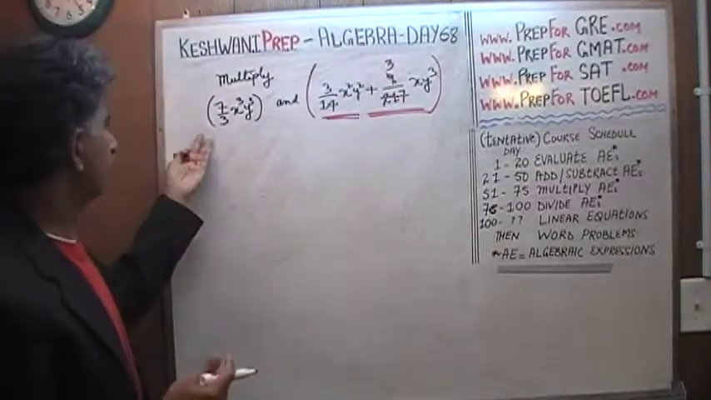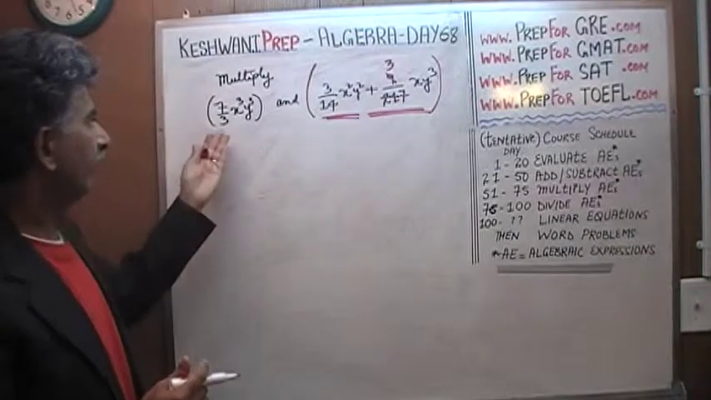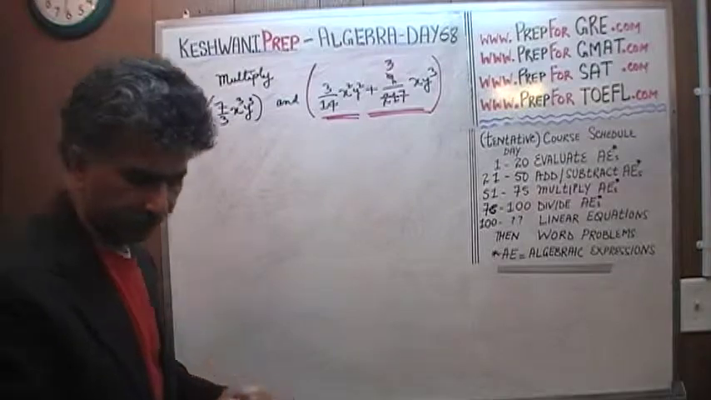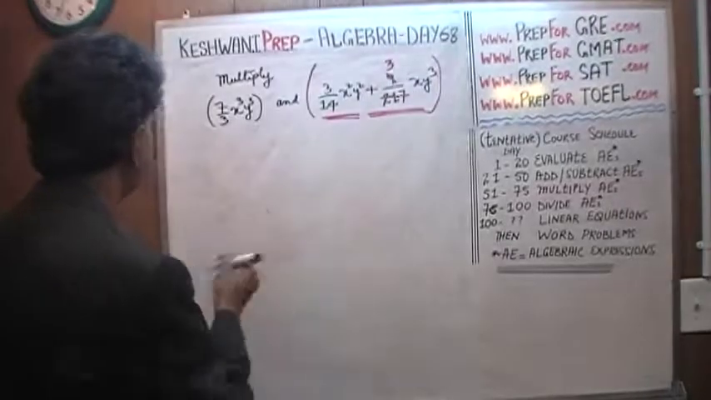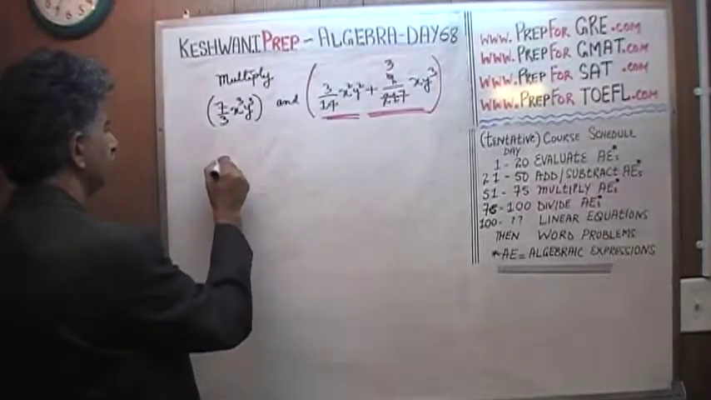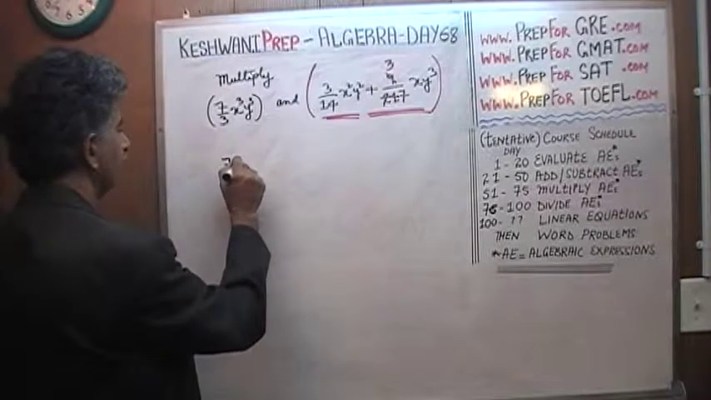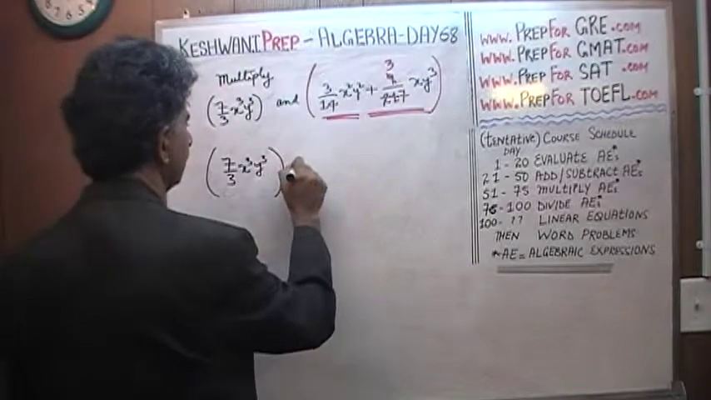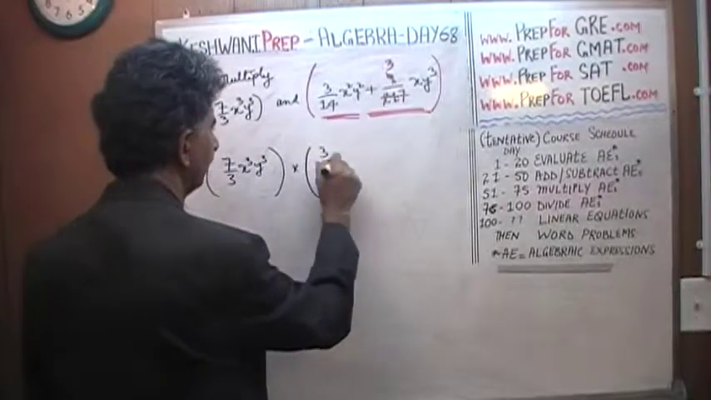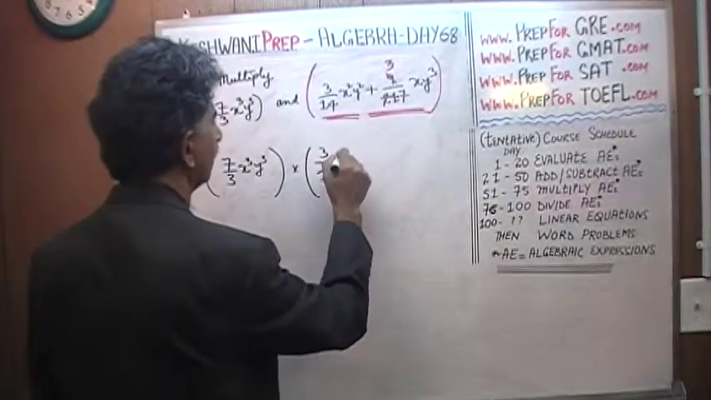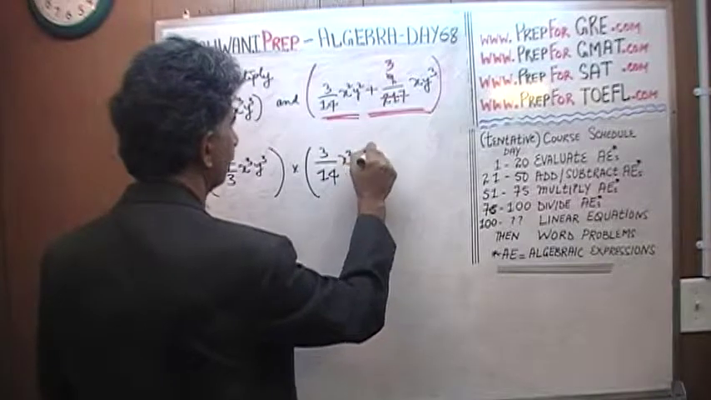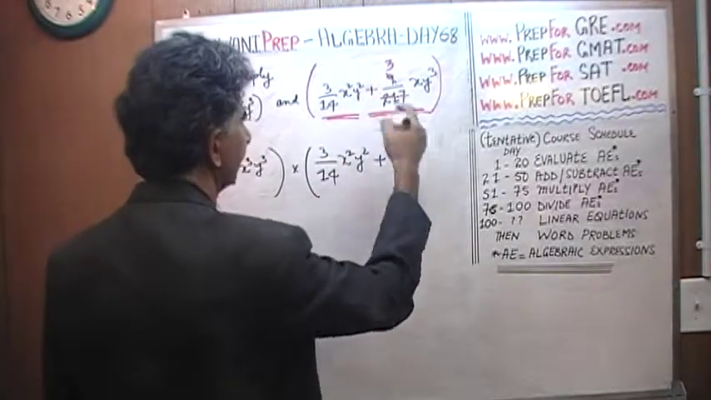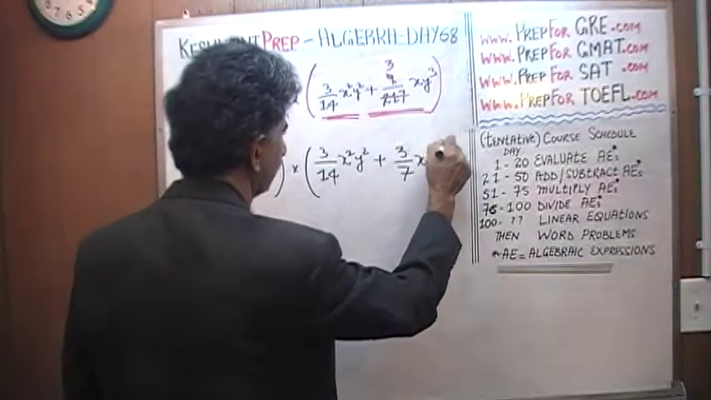Here there's nothing we can do. Here is 7/3, and this expression only has one term. This is it, and we have to multiply them. So let's do it. 7/3 x cubed y cubed times 3/14 x squared y squared plus 3/7. See, it became 3/7 x times y cubed.